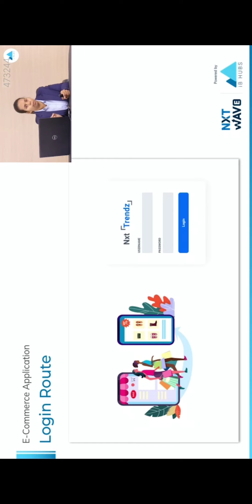So here you can see the login route. We are calling this a login route, not a login page. The reason is it's a single page application, so we'll only have a single page, but the components will vary. Based on the path that we are accessing, the route that we render will vary. So if you access /login, this should be displayed.